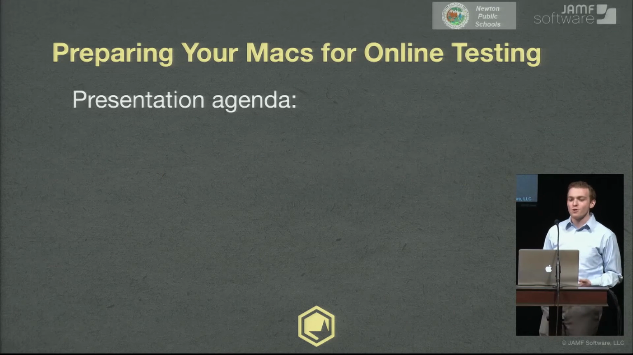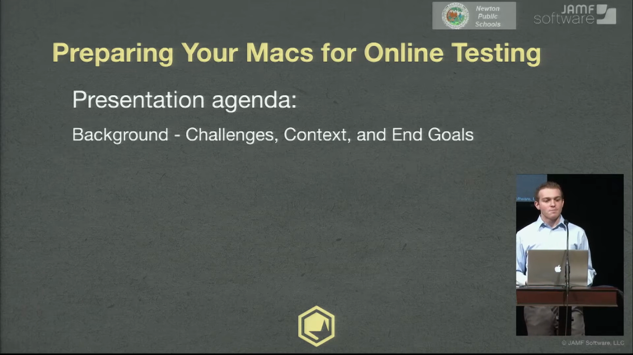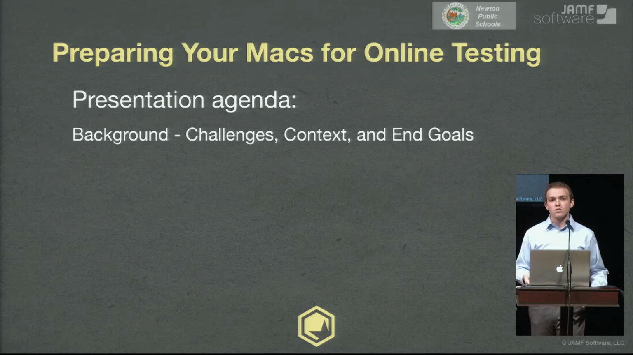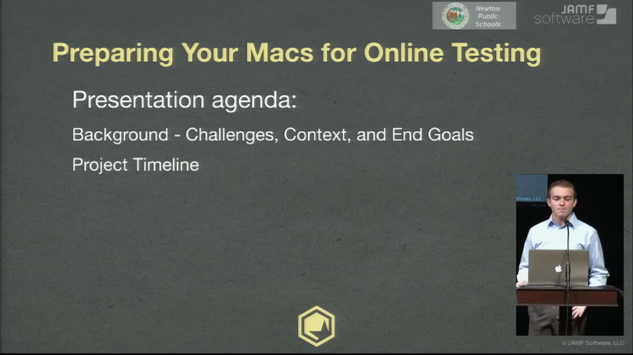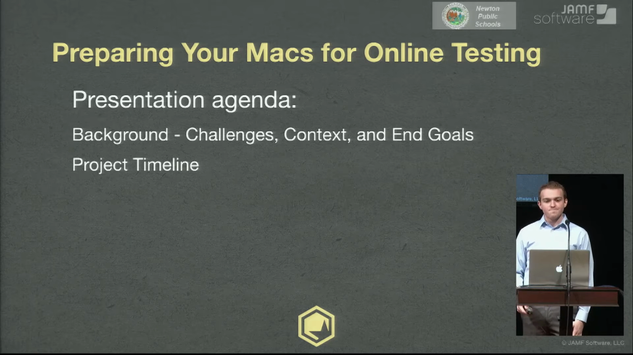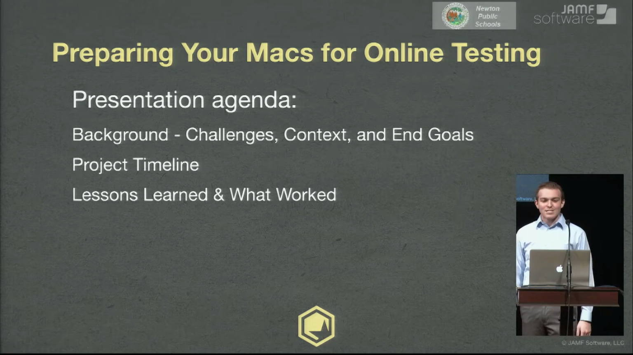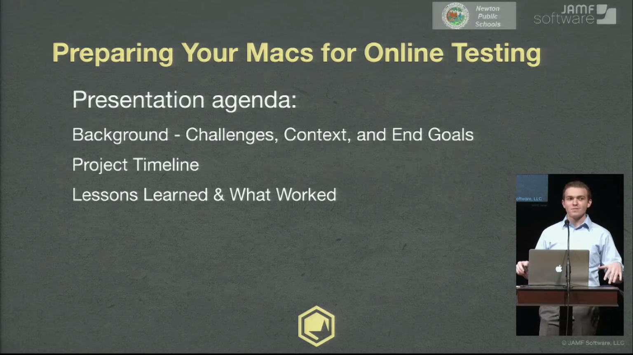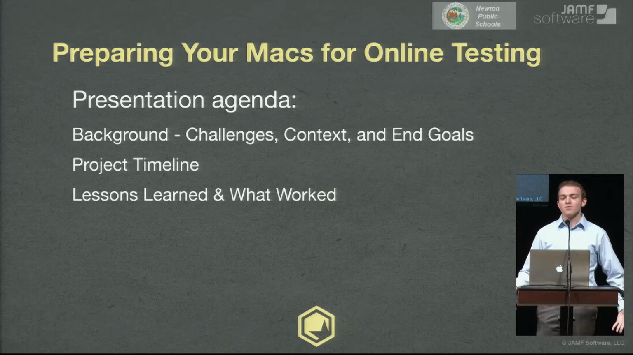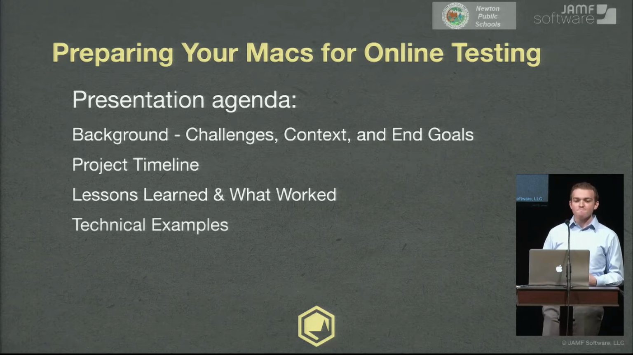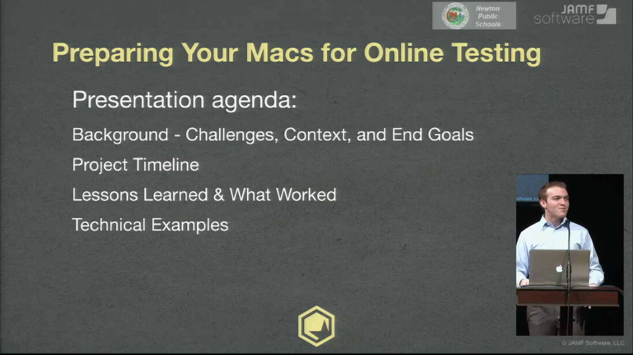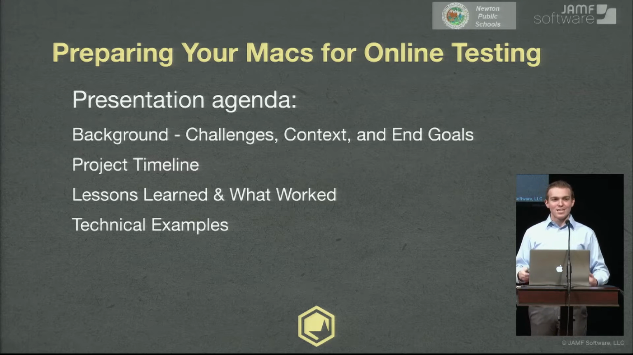So today I'm going to talk about four things. The first is some background around the challenges of preparing for online testing, the context of it, and also what our tangible end goals are. Then the project timeline, to provide additional context about where we started, what we did, and where we ended. Based on that timeline, some lessons learned. In my mind, this is the most important part of the session: what worked? What should other people be doing to facilitate a successful online testing deployment? And finally, and this is going to be the most fun, the technical examples and the way we've used the Casper suite to facilitate this deployment.